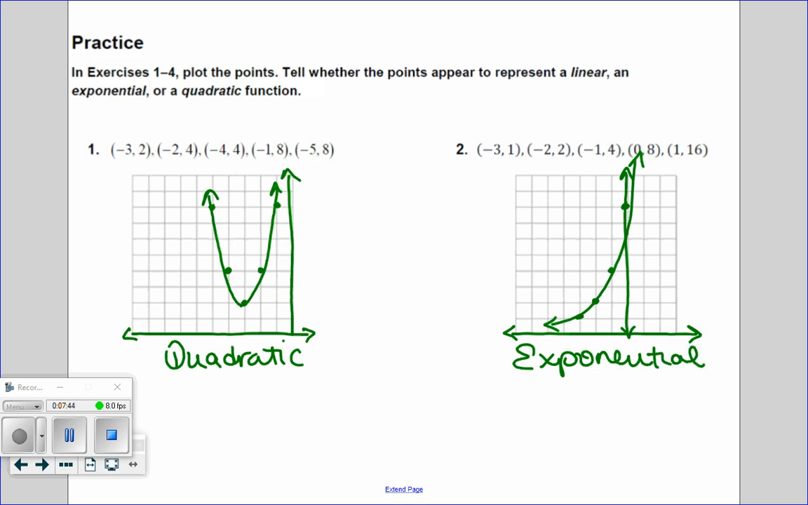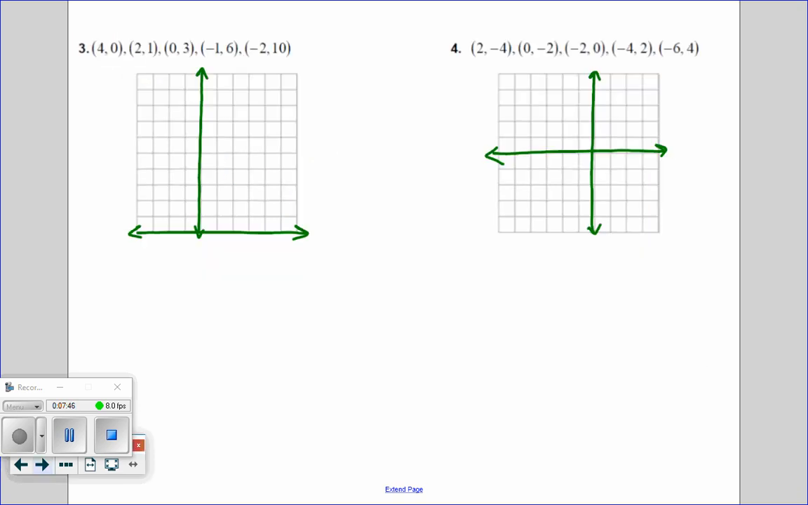Okay, how about for number 3? What are y'all thinking? Exponential also, okay, so let's check that. If we have the point 4, 0, that lives right here. 2, 1, 0, 3, -1 goes up to 6, -2 goes up to 10, so we're definitely looking at kind of this one-sided curve, and that is exponential.